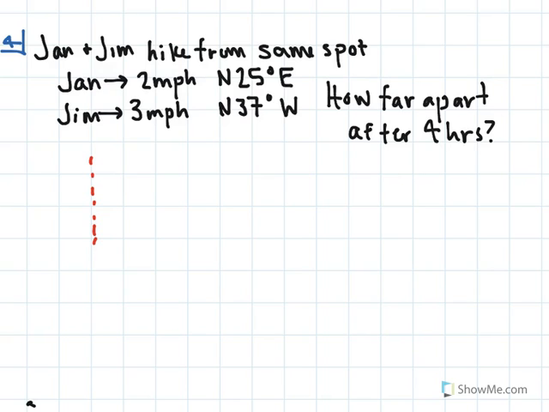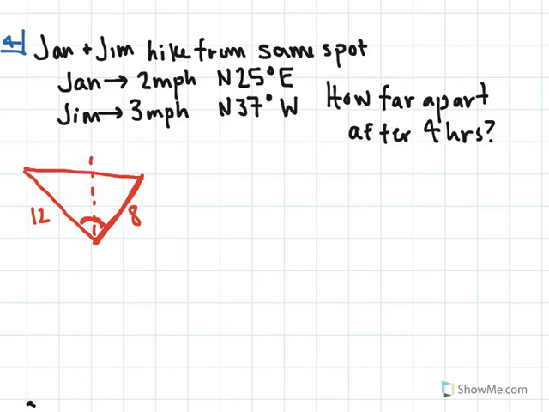So we know that Jan went 2 miles per hour north 25 degrees east, so she's 25 degrees east of north. And she went at 2 miles per hour, so after 4 hours she would have gone 8 miles. And Jim went 37 degrees west of north, so that would be 37 degrees, and after 4 hours he would have gone 12 miles since he was going 3 miles per hour. And so we want to know how far apart they are from each other.